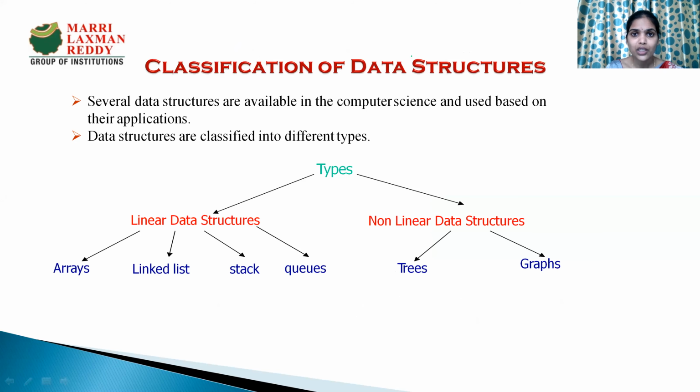Basically, we know that there are two different types of data structures. One is the linear data structure and the other one is the non-linear data structure. We are already clear with arrays and linked lists. Now let us go for stacks. Why do we use stacks if we have arrays and linked lists for organizing the data?